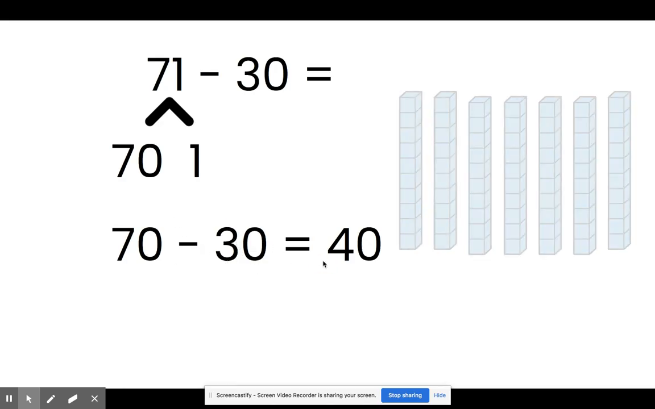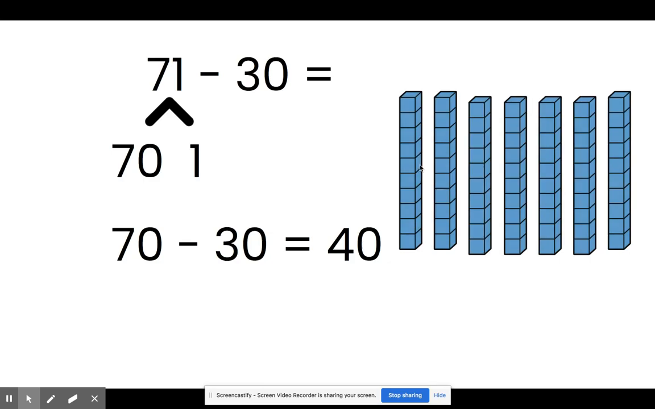30 first. Well, here are our 7 tens. 1, 2, 3, 4, 5, 6, 7. The value of 7 tens is 70, and we can find this out by counting by tens. 10, 20, 30, 40, 50, 60, 70. Now we're subtracting, so that means we're going to cross out 3 tens. 1, 2, 3. Or we could find the value of 3 tens by counting by tens. 10, 20, 30. So we have subtracted 30.